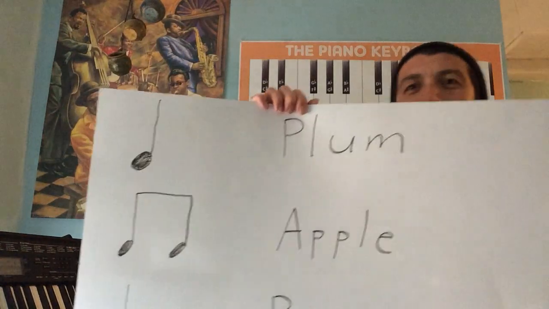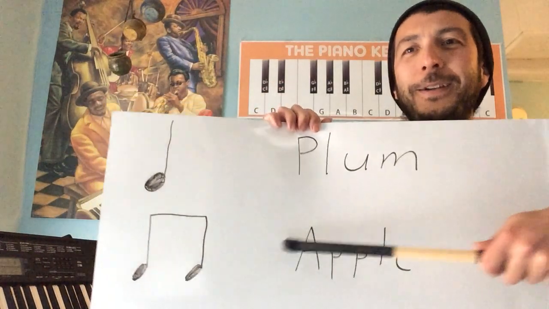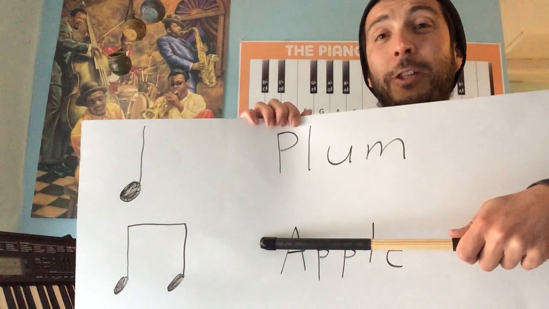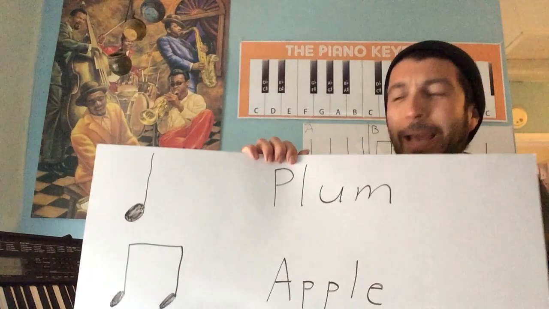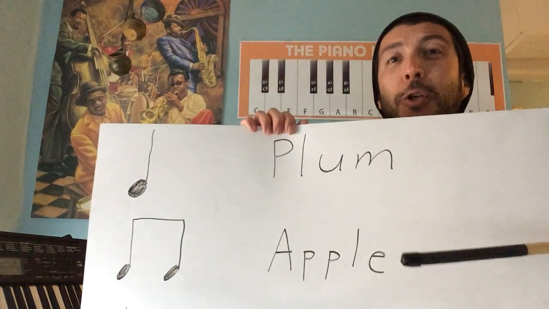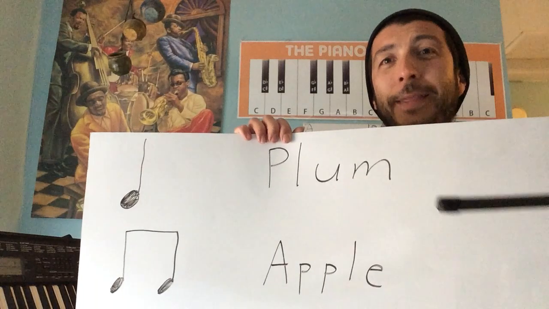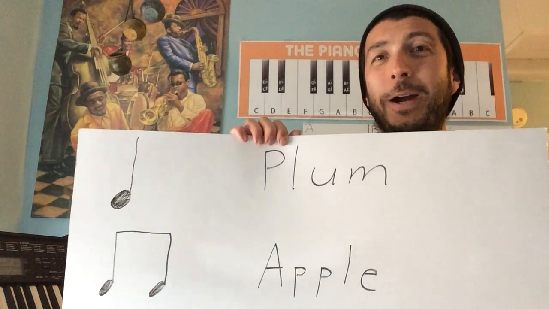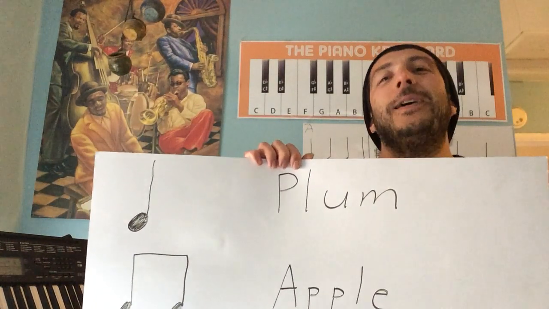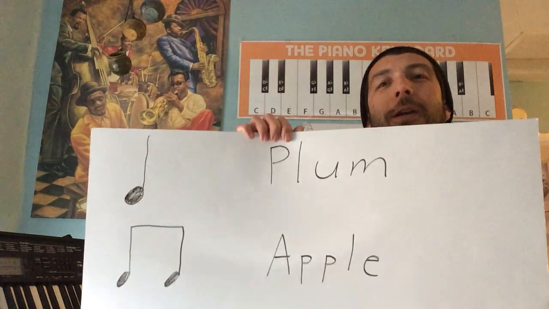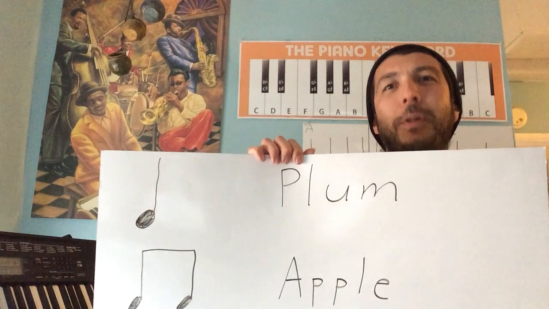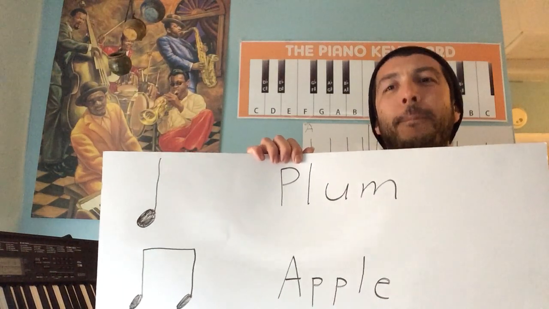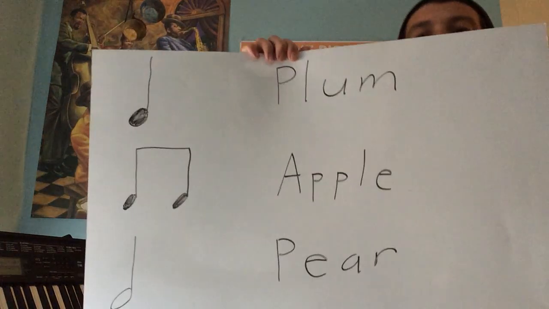That's it. Our next note here, these are called eighth notes. They're a little bit shorter and they make an apple sound. And because they're shorter, you can fit two apple sounds in the space where you can fit one plum sound, like this. Apple, apple, apple, apple, apple, apple, apple, apple. Good. Next.